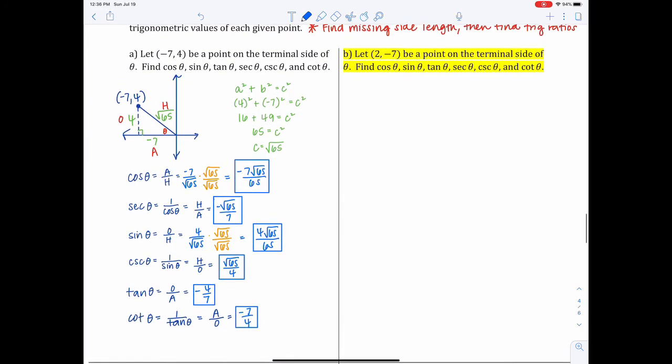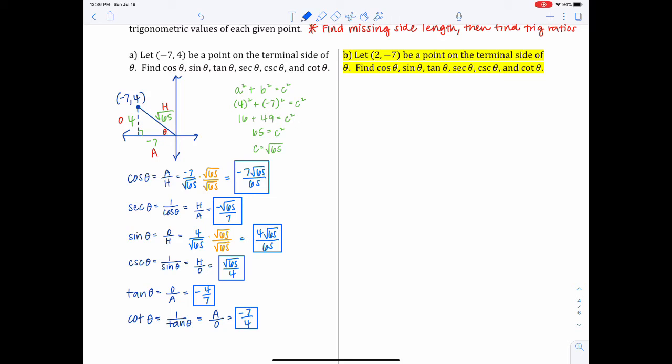So go ahead and pause the video at this time, attempt example B on your own. I would highly suggest drawing some kind of diagram first so you know where your triangle is. Label the sides that you do know, so you know some things of 2 and -7. Find your missing side first, and then you can go ahead and find all 6 of your trig values.